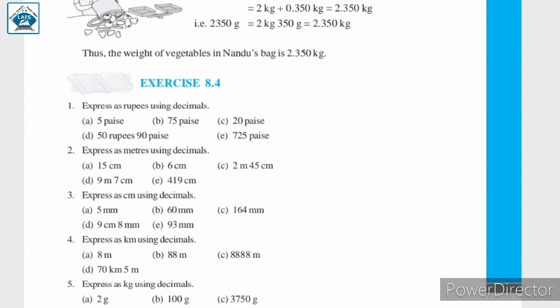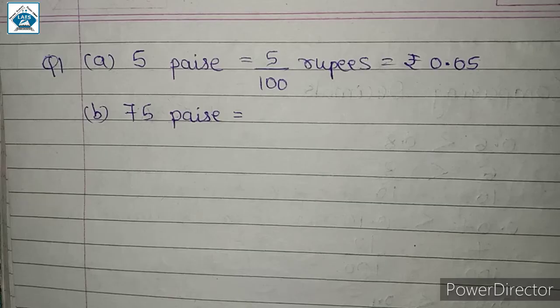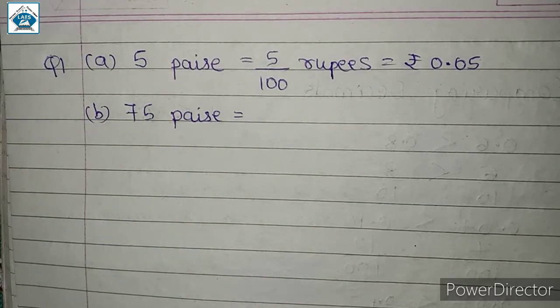Now let us begin exercise 8.4, question number 1. Express as rupees using decimals. First, 5 paise. In the first question, we are given money in the form of paise, and we have to express them as rupees. तो पैसे को रुपीस में कन्वर्ट करना है, so we will be dividing it by 100. सो यहाँ पर हमें डेसिमल मिलेगा तो डेसिमल फॉर्म में एक्सप्रेस करना है. So we have already discussed 5 paise. So in this way you have to write the solution for 5 paise.